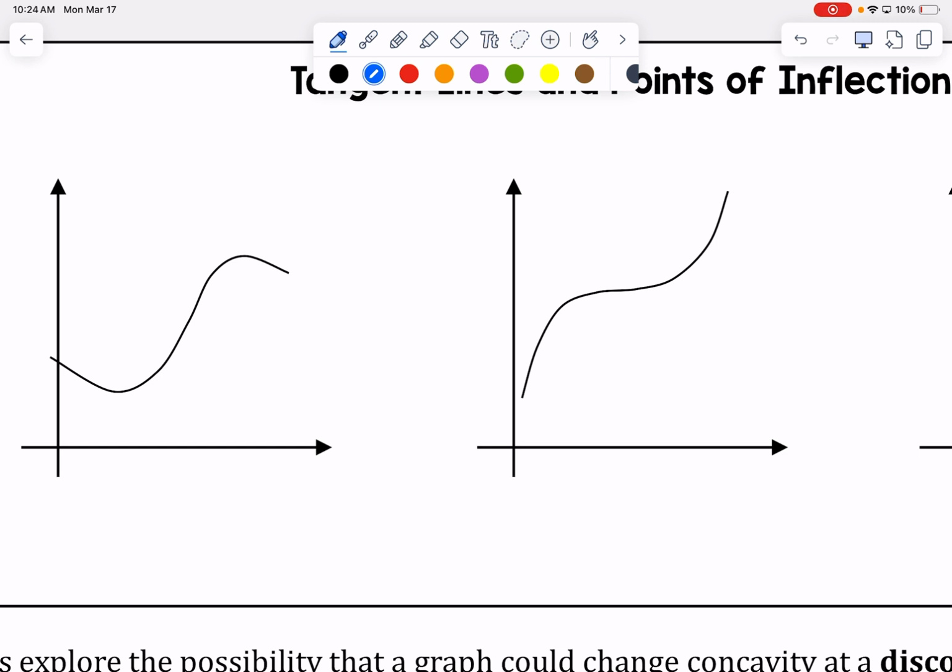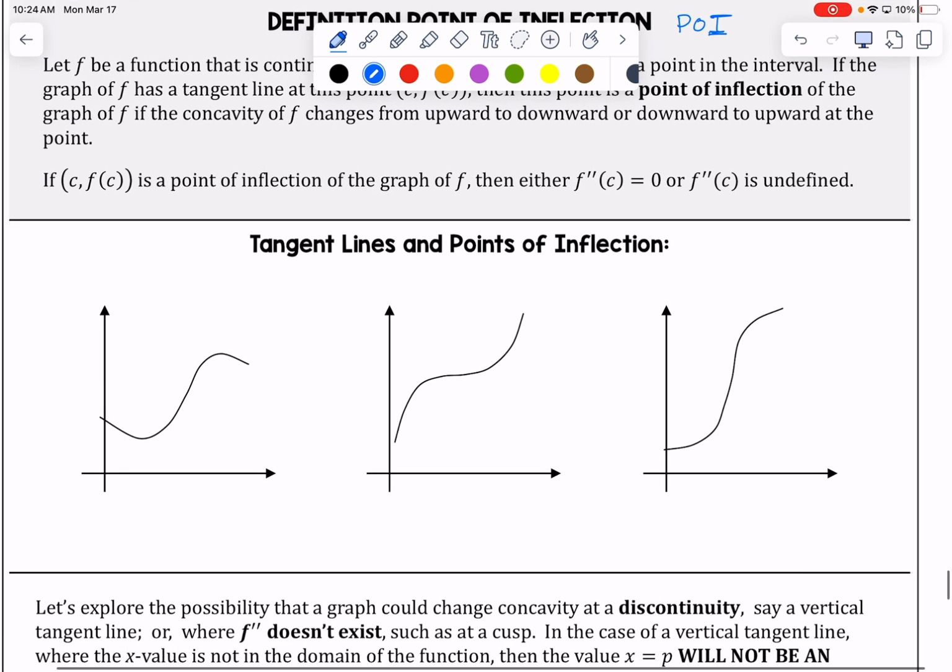For those three graphs. Sorry, I got to grab my charger. I'm dead here. I'm dead. Put where you think the POIs are at.